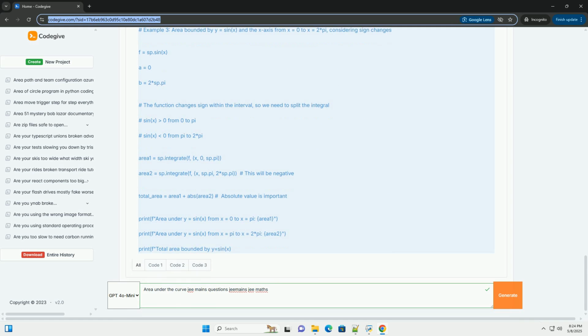If f(x) - g(x) changes sign within the interval [a, b], you need to split the integral into subintervals where f(x) - g(x) is either positive or negative. Then, integrate and take the absolute value of each integral before adding them together. 9. Reverse approach. In some challenging problems, you might need to consider the area of the complementary region to find the desired area.